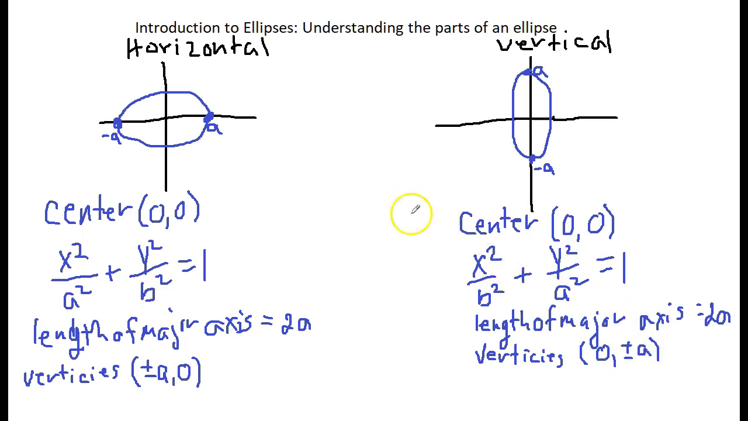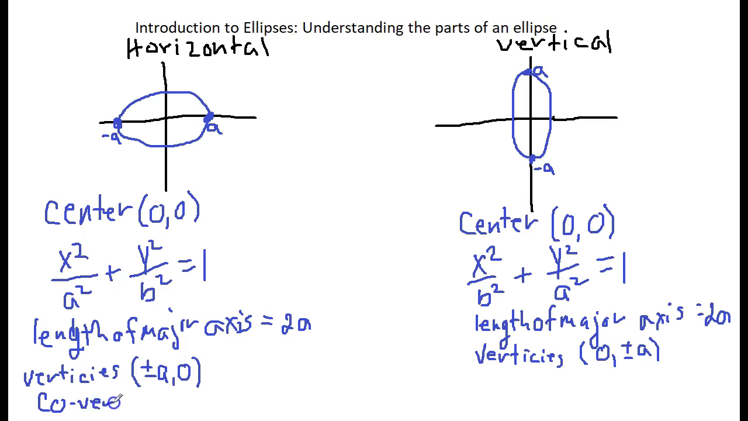Now, we have a larger axis. We know that's the major axis. Well, we also have a minor axis, and that's related to b. When my minor axis, the b, is under y squared, it is a vertical minor axis. Okay, and instead of a vertex, that point would be called a covertex.